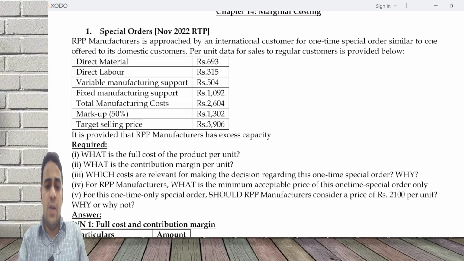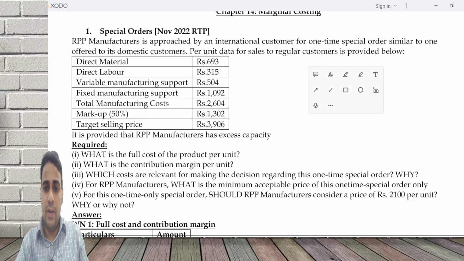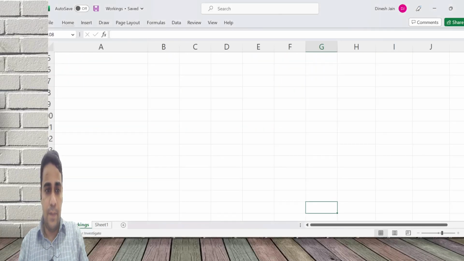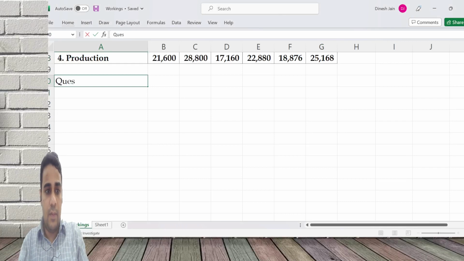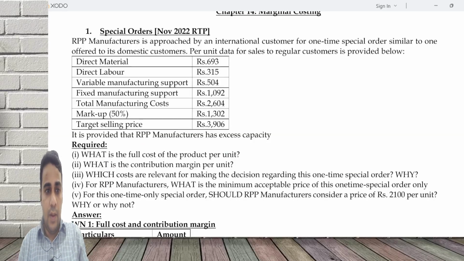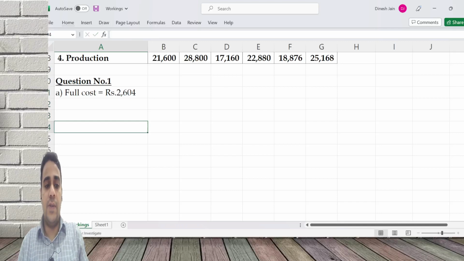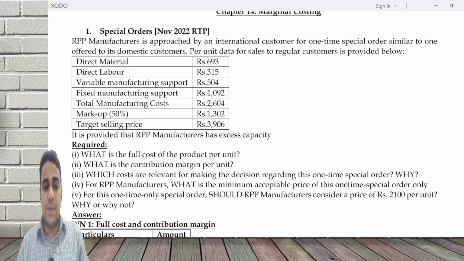Okay. What is the full cost? You can keep writing. I don't know why this question even came because it was a very simple question. First, it is additional. Full cost is there in that table itself. Full cost is rupees 2604.